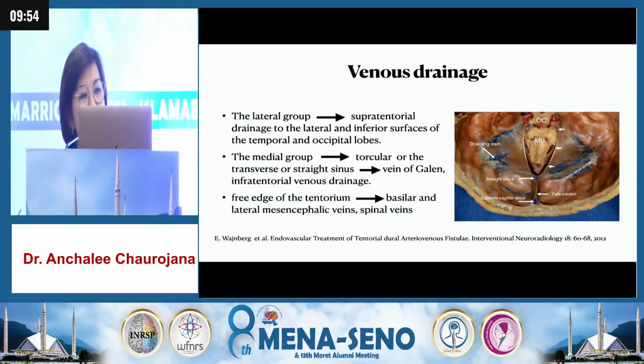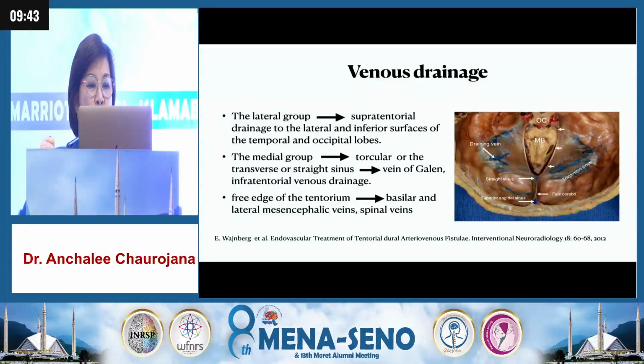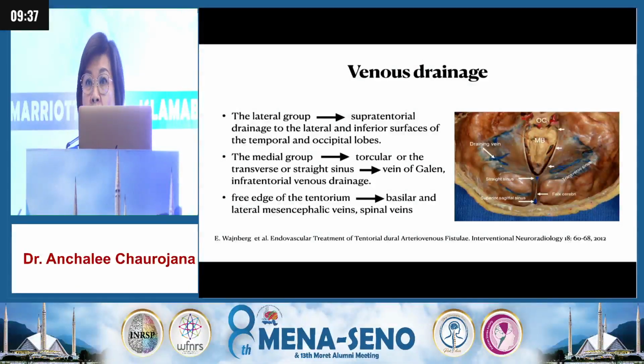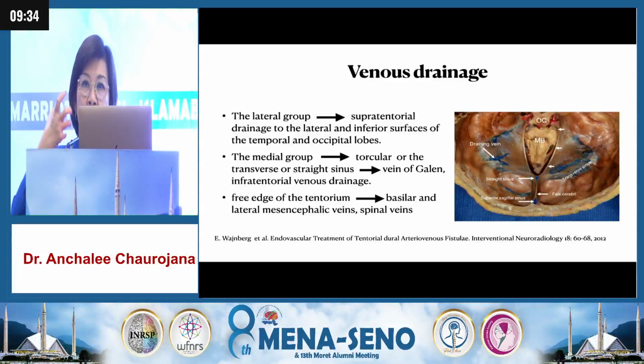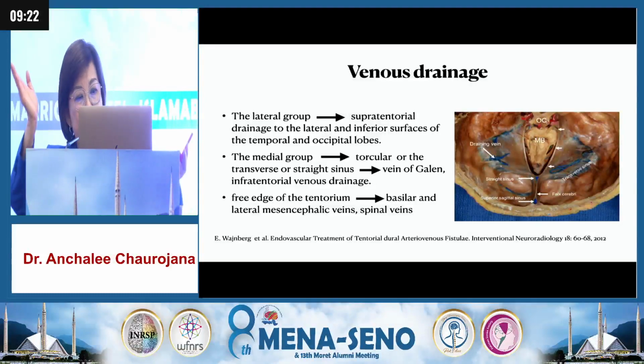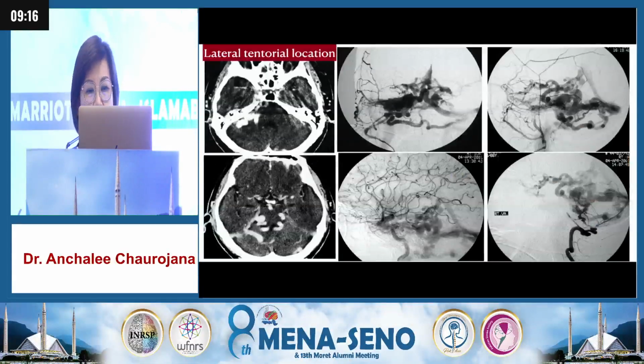For the venous drainage, the lateral group, occurring around this area, drains into the supratentorial veins, the lateral and inferior surface of the temporal and occipital lobe. Whereas the middle group drains into the straight or transverse sinus, the vein of Galen, or also has infratentorial venous drainage. If they occur around the free edge of the tentorium, they mostly drain into the basal and lateral mesencephalic veins or even spinal veins.